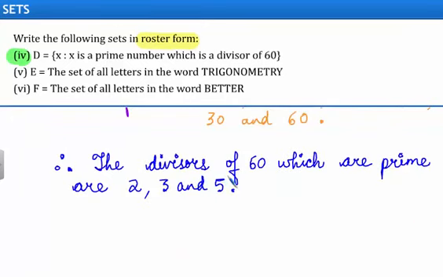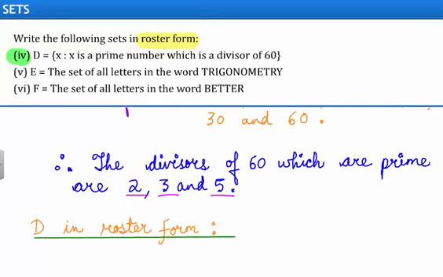Therefore, the divisors of 60 which are prime are 2, 3 and 5. Hence, D in roster form will be equal to {2, 3, 5}.